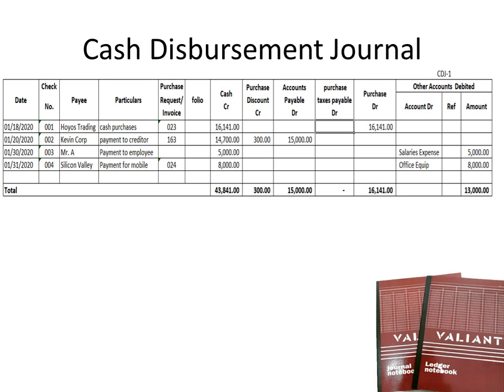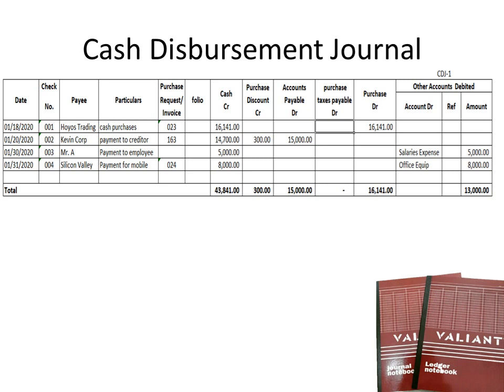16,141. So we don't avail of any discount. And it's not a payable because it's a trading transaction. So we now have purchases at 16,141. No tax because we presume this is non-VAT. But later we will discuss what if Huyos Trading is a vatable entity. Now, we also paid on January 20, check 002, to Kevin as payment to a creditor. So take note, you could also check this in our purchase journal, because at the time, we had already purchased it on credit.